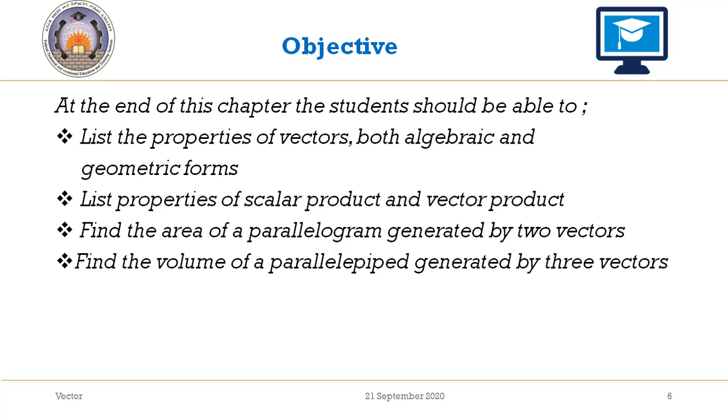At the end of this chapter, you should be able to list the properties of vectors, both in algebraic and geometric form. List properties of the scalar product and vector product. Find the area of a parallelogram generated by two vectors. Find the volume of a parallelepiped generated by three vectors.